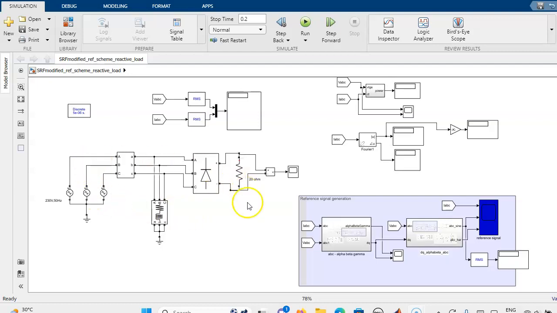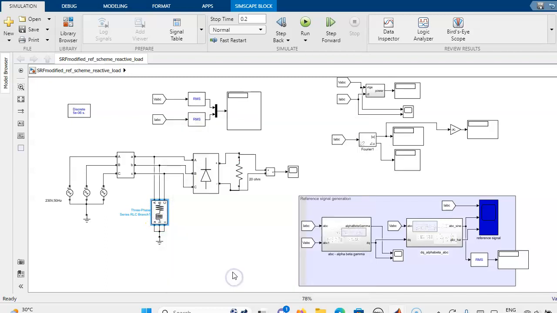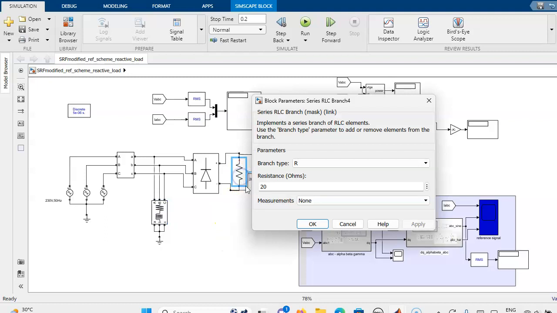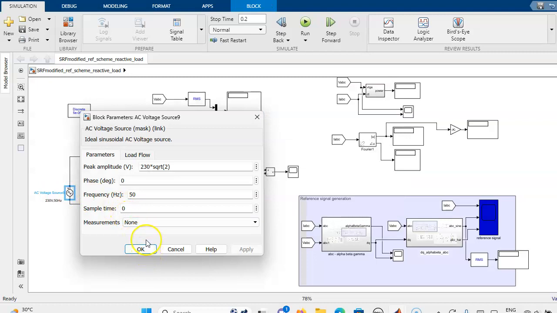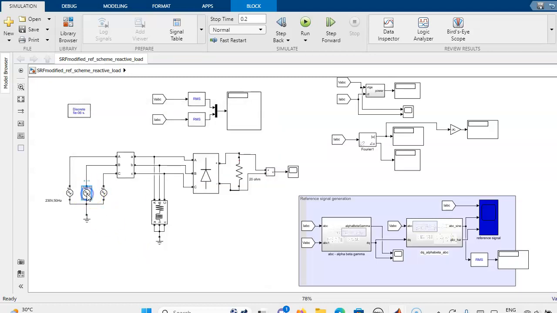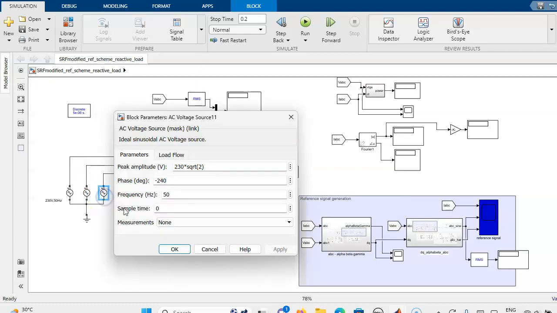So here we are taking the three-phase supply, and the inductive load is the same inductive load that we were taking: 8 ohm and 20 millihenry, and the DC load is 20 ohm, and the supply voltage is the same, 230 volt, 50 hertz. The peak voltage is 230 into root 2. In the same way, the Y phase has a minus 120 degree phase shift, and the B phase is minus 240 degree.